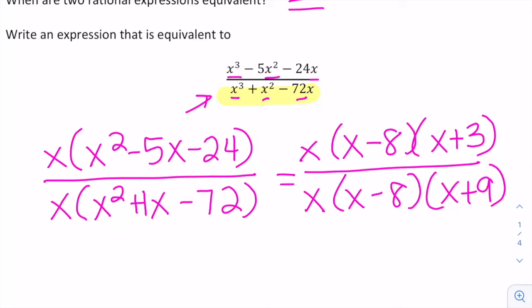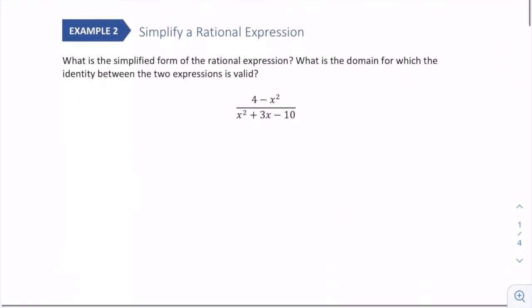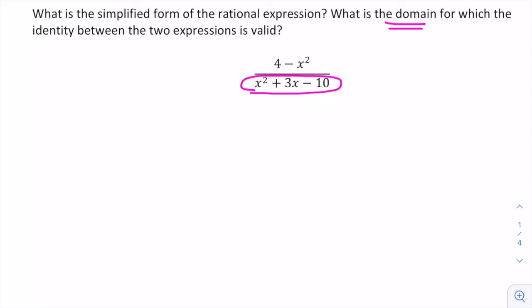So what we would like to do is after we write equivalent expressions, we want to be able to simplify. So simplify means that we're going to reduce some of those common factors. So let's first consider this polynomial. So we have x squared plus 3x minus 10. Now remember, anything in the denominator cannot equal 0. Right? So that is going to be a restriction on the domain.